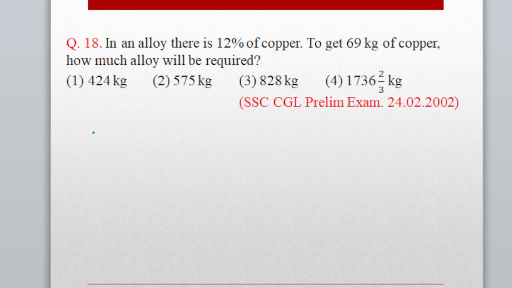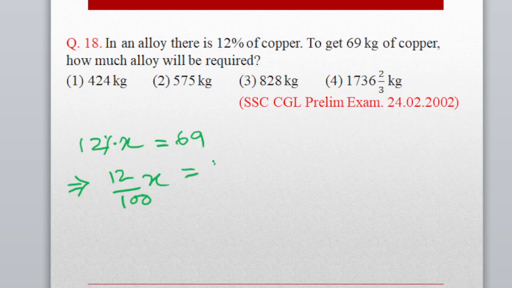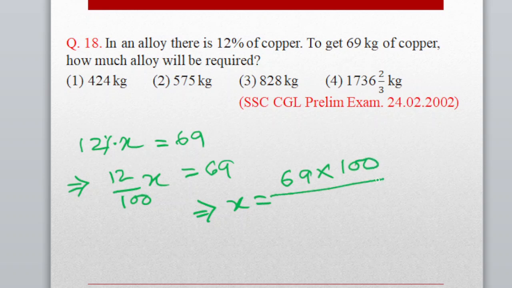Now, that means suppose x kg alloy is required. So 12% of x kg is equal to 69 kg. So this implies 12 by 100 into x is equal to 69. This implies x is equal to 69 into 100 divided by 12.